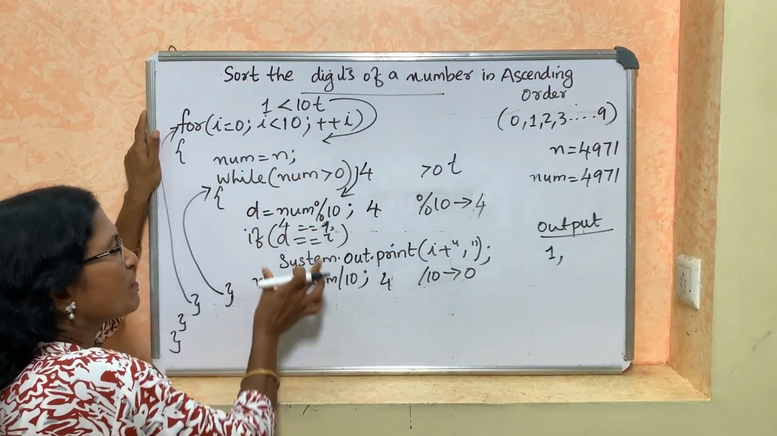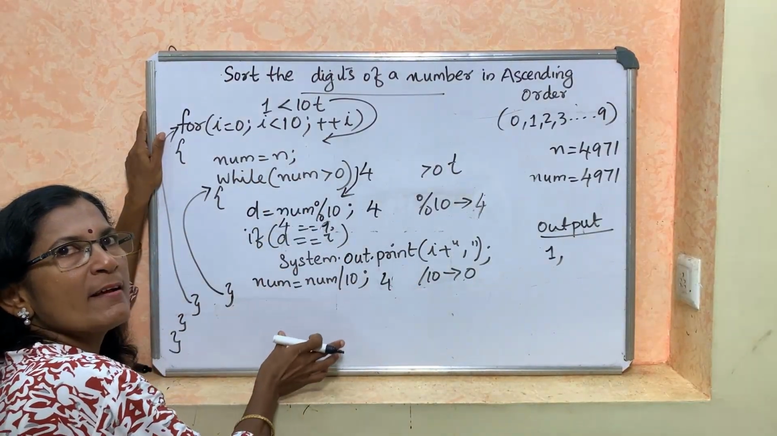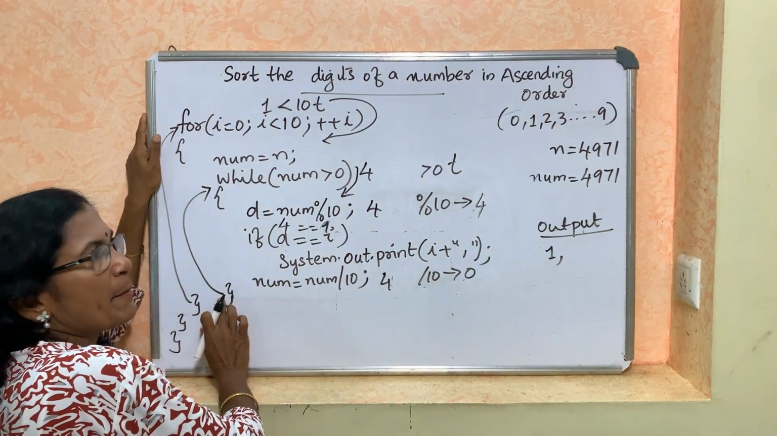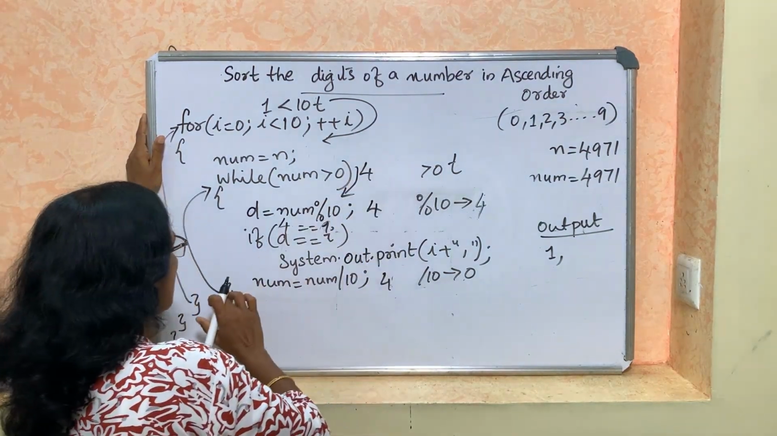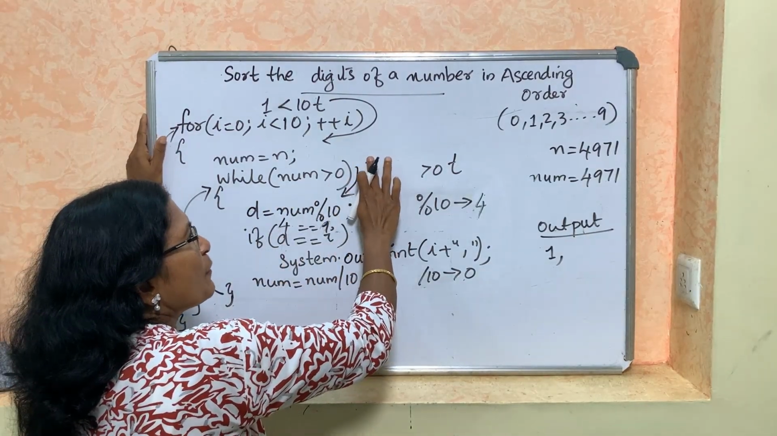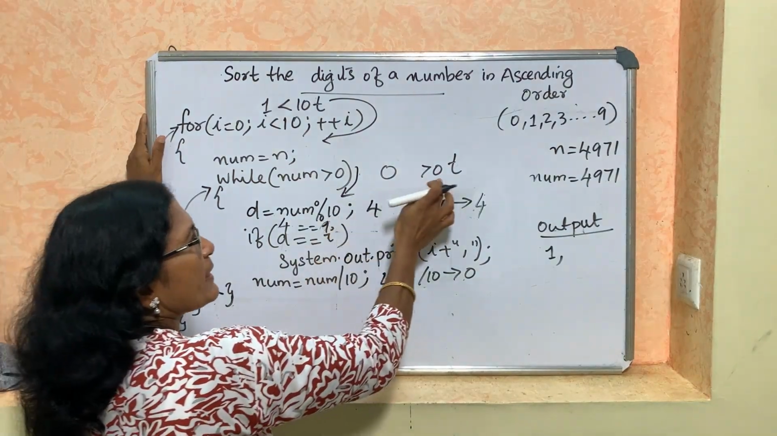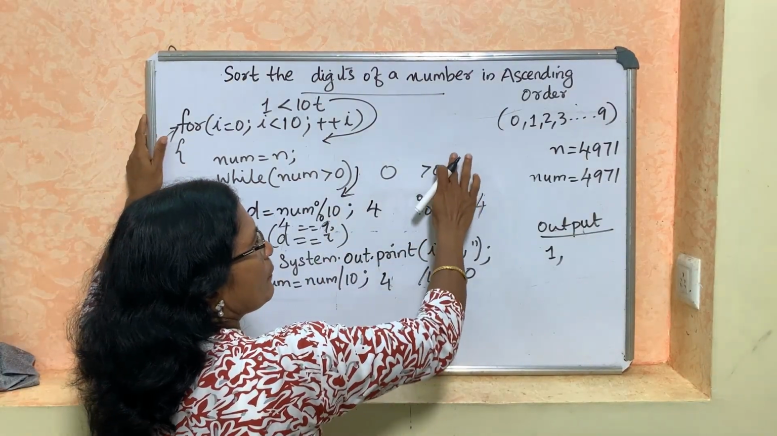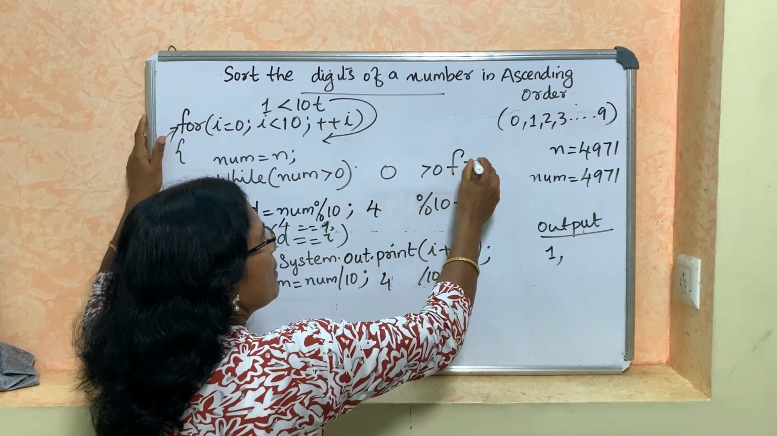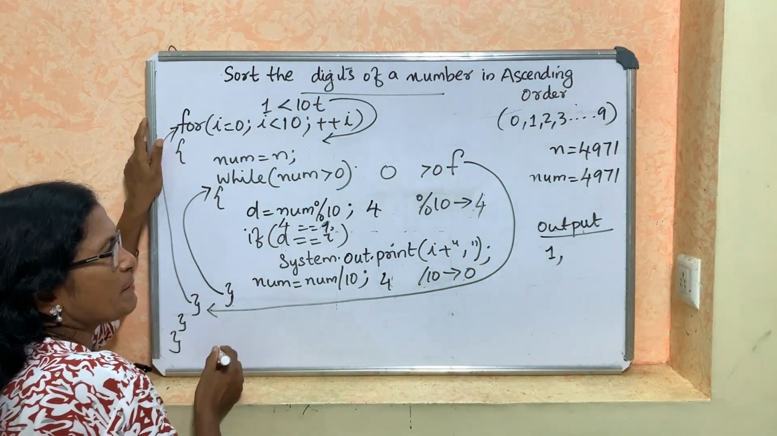So num got reduced to 0 when the while loop completed all its iterations. 4 iterations are completed. New value of num is 0. Control resumes back to the header line of the while loop with the value of num as 0. Test expression is evaluated. Is 0 greater than 0? Condition is evaluated to false. So control goes out of the while loop.